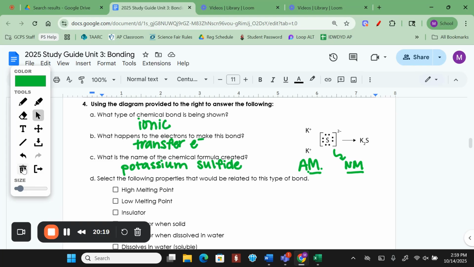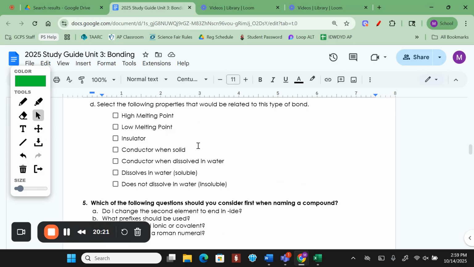Now we can also address what kind of properties this type of bond would have. Because it's an ionic bond, we would assume it to have a high melting point because it contains a metal. We would also anticipate it to be a conductor when dissolved in water. And because it will be a conductor when dissolved in water, we would also anticipate it to dissolve in water. So again, these are all going to be properties of an ionic bond.